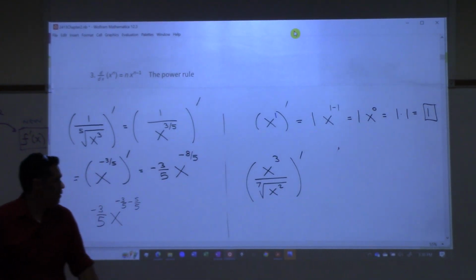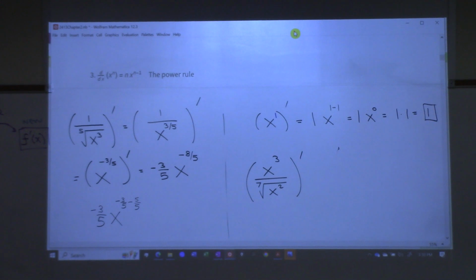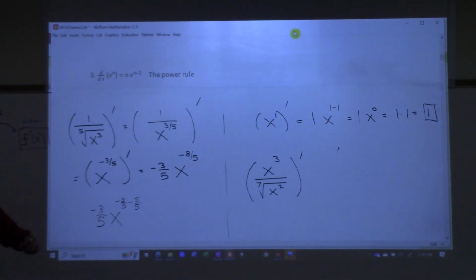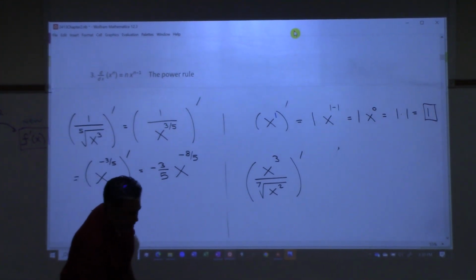X cubed over the 7th root of x squared. Can you do the top and bottom separately? No. Why not? Why can't you do the top and bottom separately? Doesn't work that way. I'd never told you you could, right? And right now you can only do what I've told you to do, right? Everything else, don't make any assumptions.